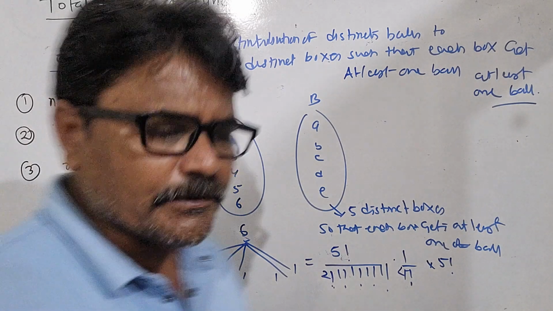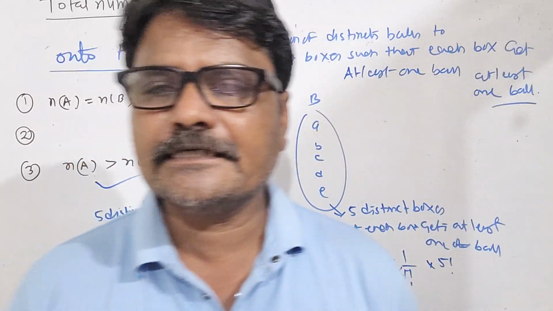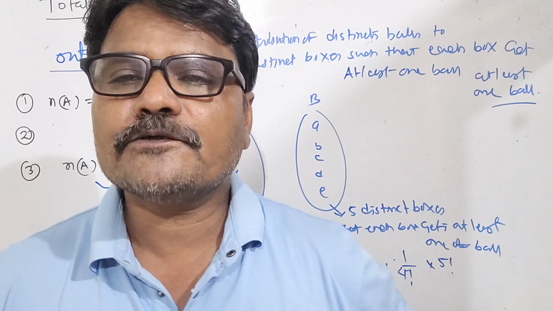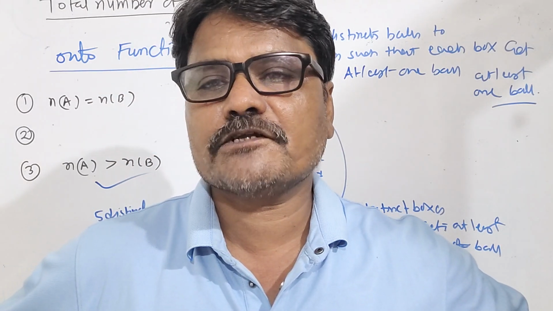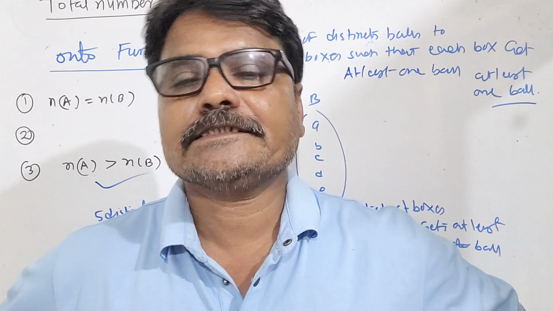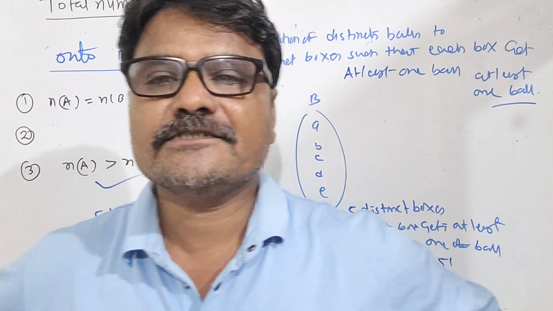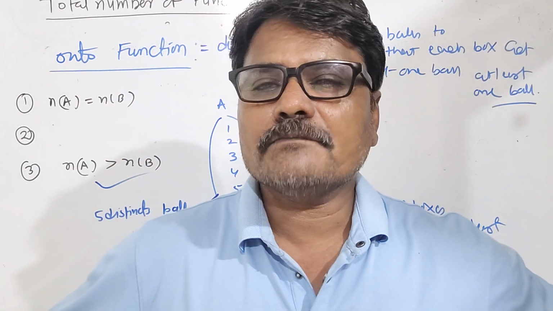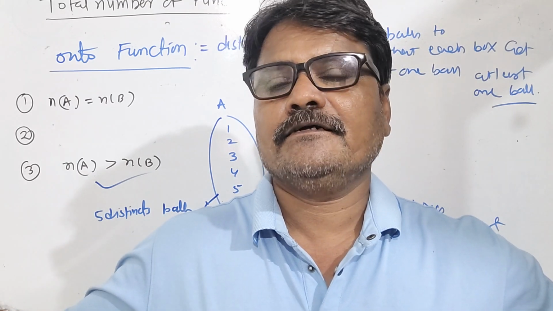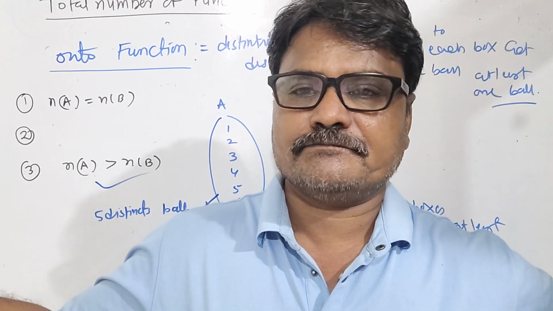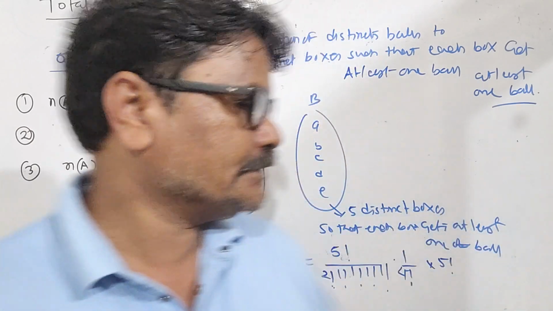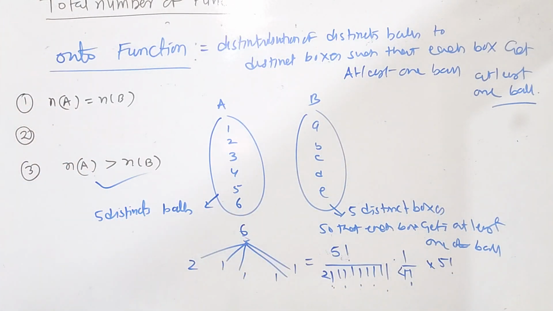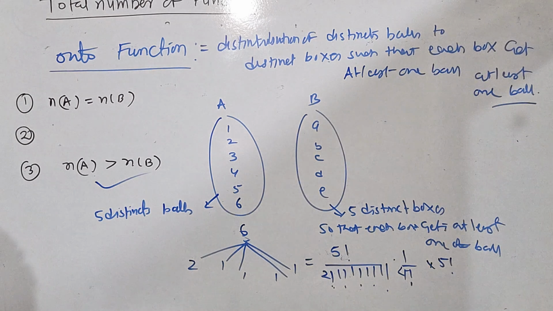So the total number of onto functions, you can say in this way also, is equivalent to the number of ways of distribution of distinct objects, okay? The number of ways of distributing distinct objects to distinct boxes, so that each box can get at least one object. So this is the number of onto functions. I hope that now this point is very clear.